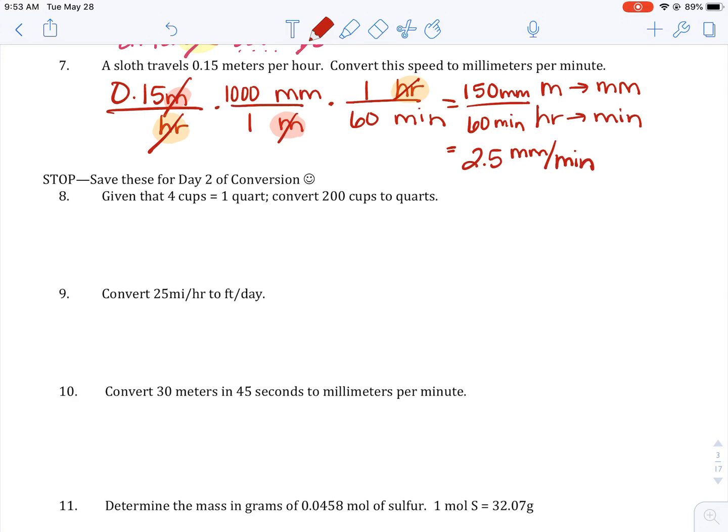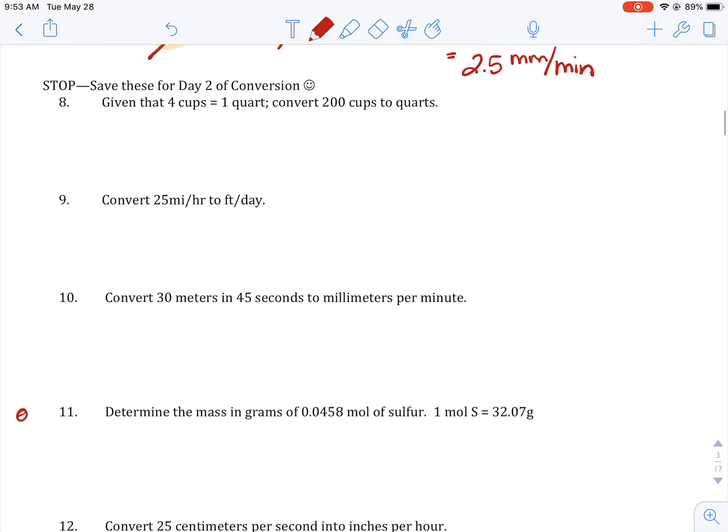All right, so now officially onto the day 3 notes. It's just more conversions, just additional examples for you. So if I look at example 8, it says, given that 4 cups equals 1 quart, convert 200 cups to quarts. So note, this isn't a rate, it's just a conversion from unit to unit.